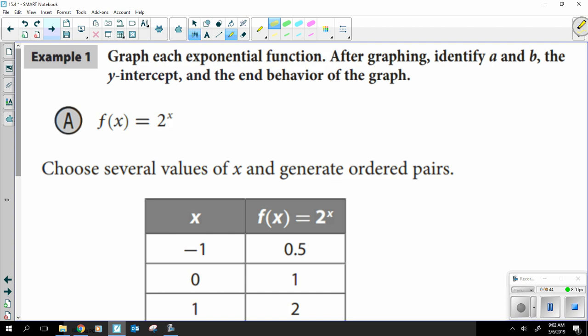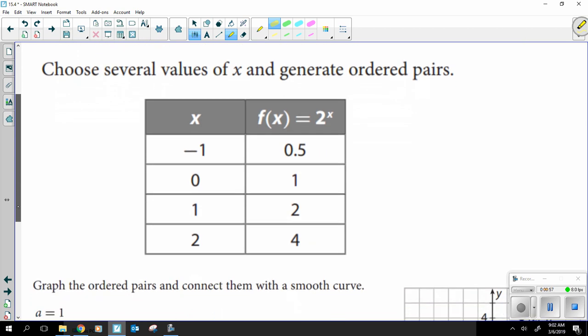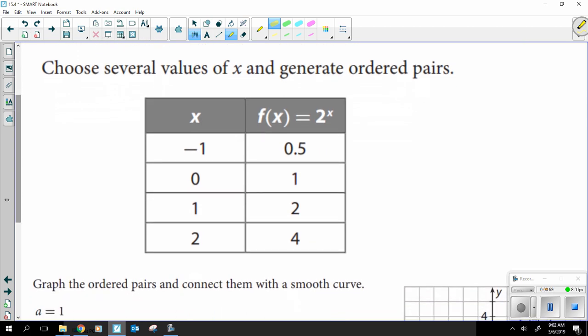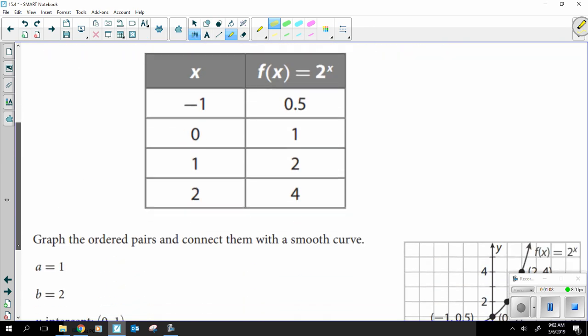All right. So graph each exponential function. After graphing, identify a and b, the y-intercept, and the end behavior of the graph. Okay. So f of x equals 2 to the power of x. Choose several values of x and generate ordered pairs. Really, what you need to do is just use those 4 numbers right there: -1, 0, 1, and 2. You may need to use -2 sometimes, but not really, because you're going to be able to tell. All right? Thank goodness they worked it out for you.